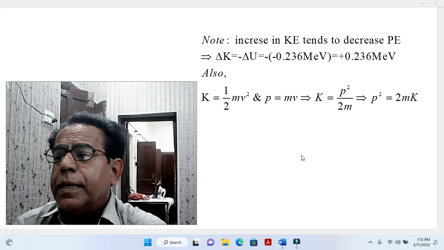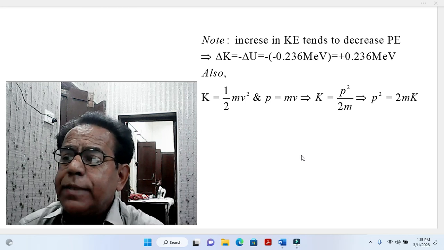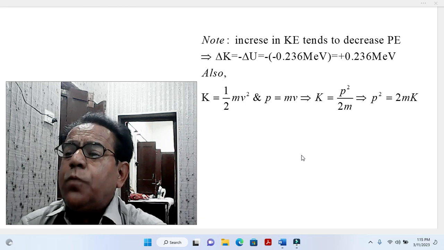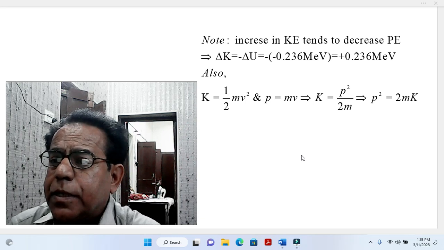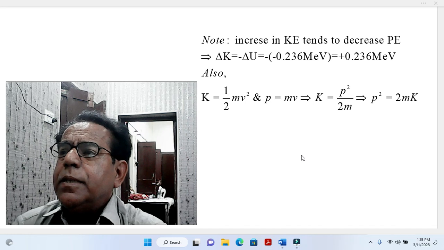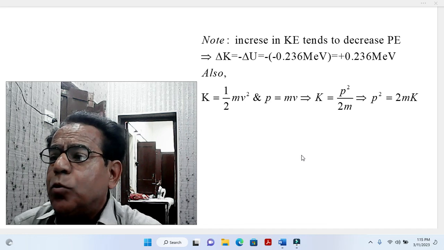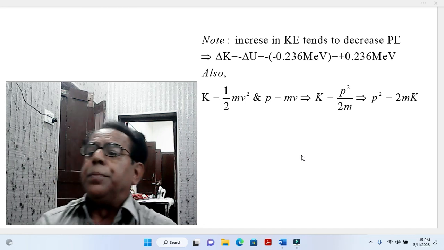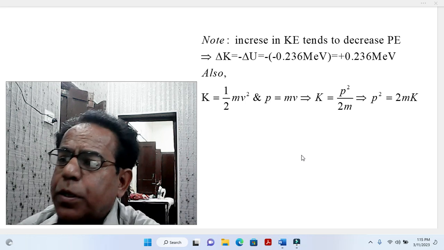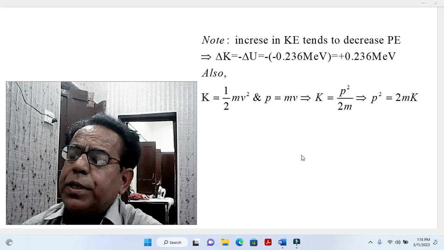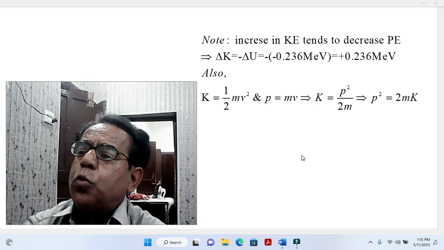Also, from the equations kinetic energy equal to half mv square and momentum equal to mv in classical mechanics, when these two equations are simultaneously solved, a new equation comes into existence: K is equal to p square over 2m. This implies that we can also take this equation in the form p square equal to 2mK.